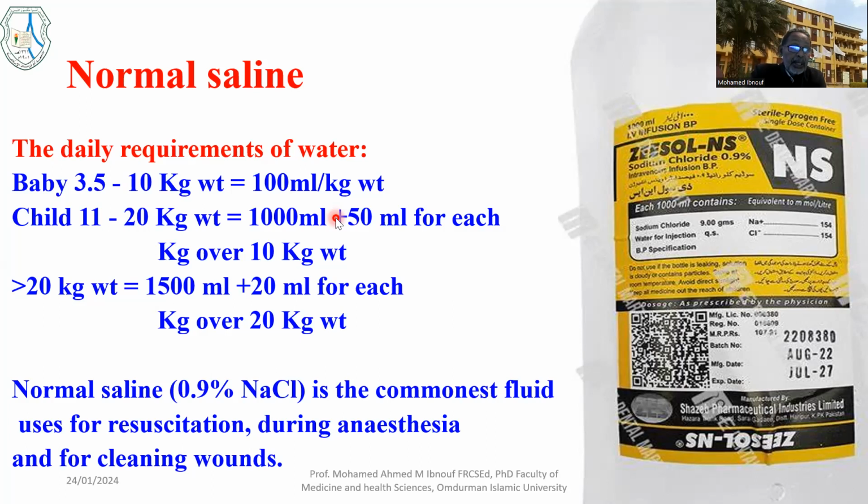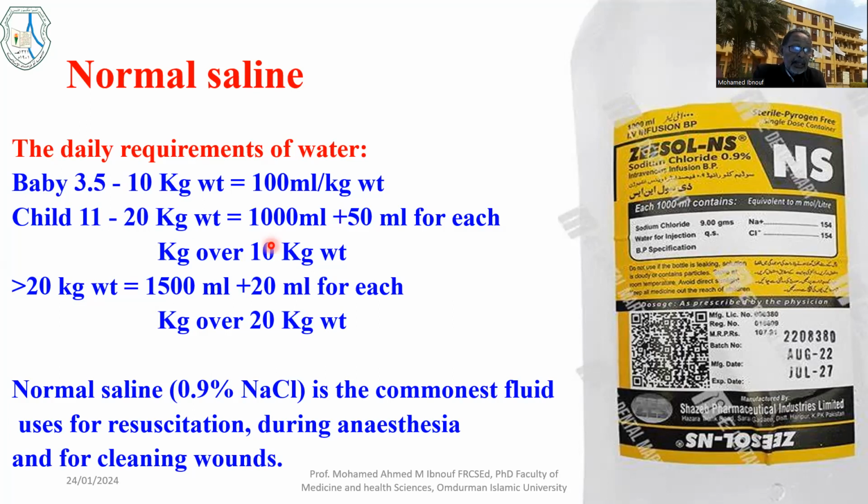Look at the first one. 3.5 to 10 kilogram body weight, we have to give 100 milliliter per kilogram body weight. If the baby is 10 kilogram, then we have to give 1 liter. And if the baby is between 11 to 20, we have to give 1 liter plus 50 ml for each kilogram body weight over the 10 kilogram of weight. And if the weight is more than 20, we have to give 1.5 liters plus 20 ml for each kilogram body weight over the 20 kilograms.